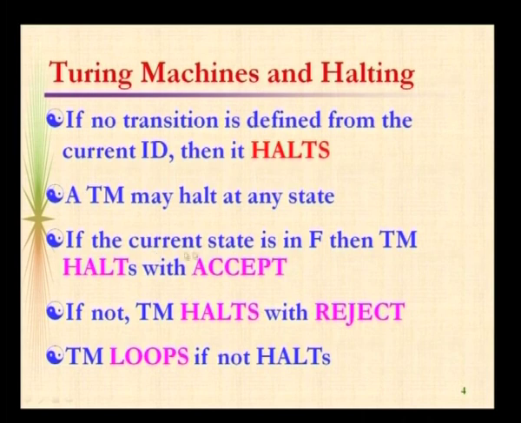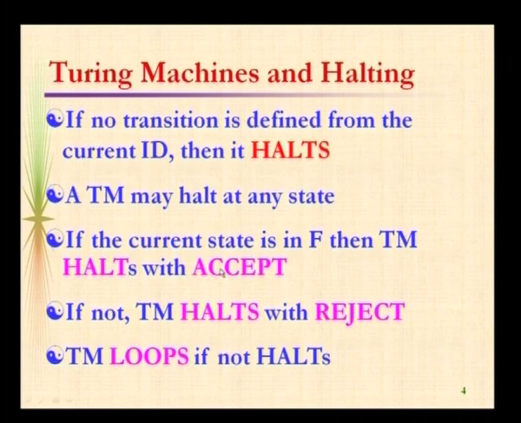And if the current state is in F, that is, F is the set of all final states, then the Turing machine is going to halt, because as far as final states are concerned, there won't be any valid move from a final state. So, once we are in the final state and the Turing machine halts, we can say that the Turing machine is halting with accept.